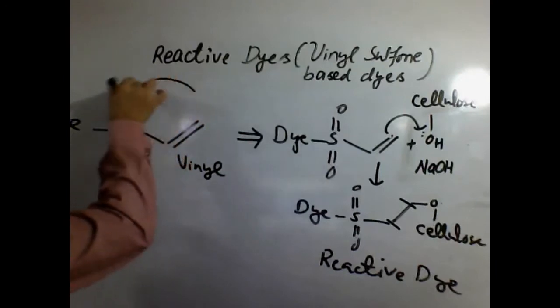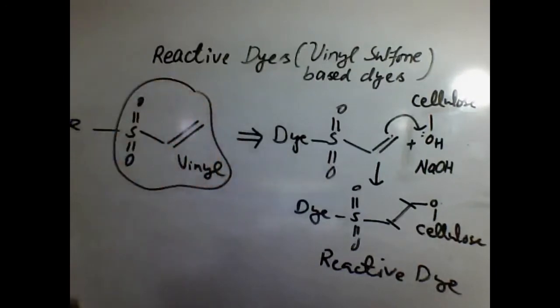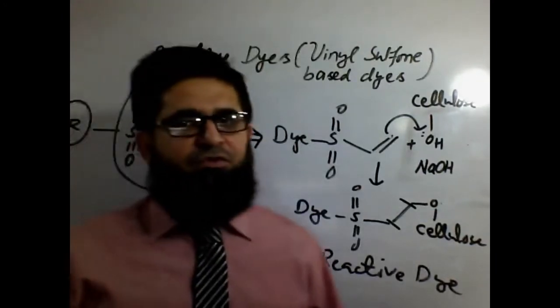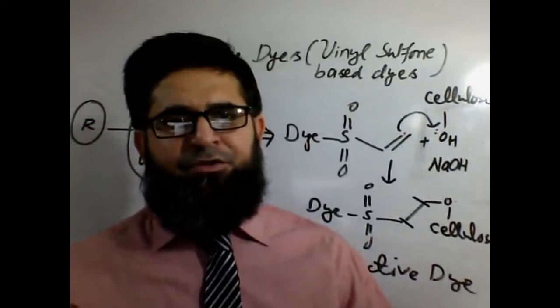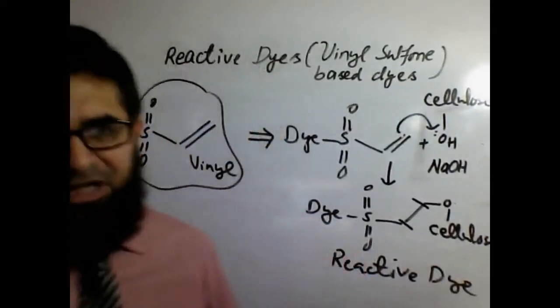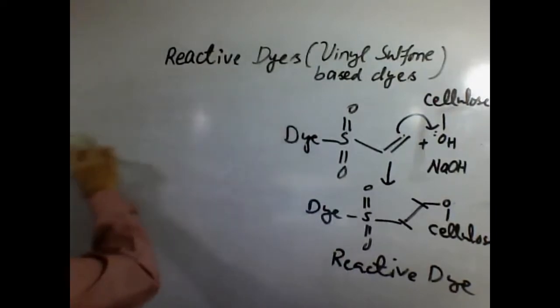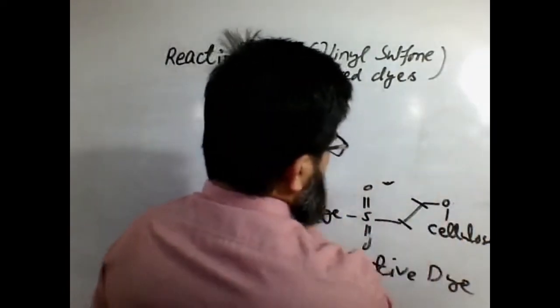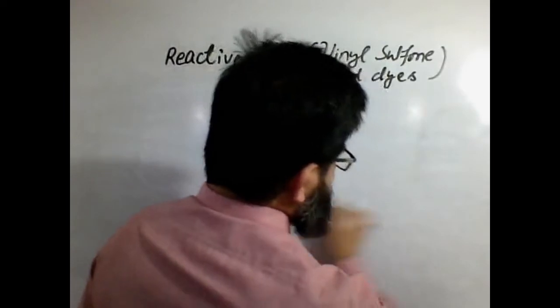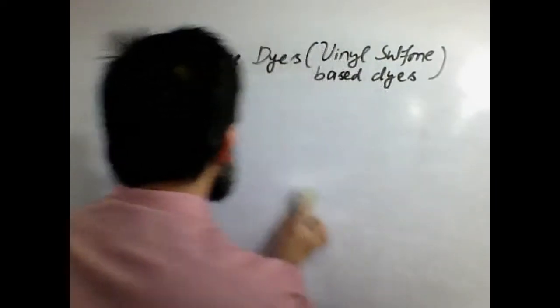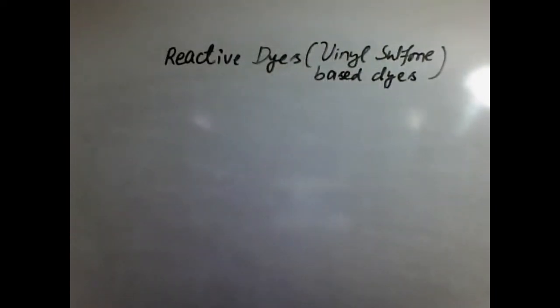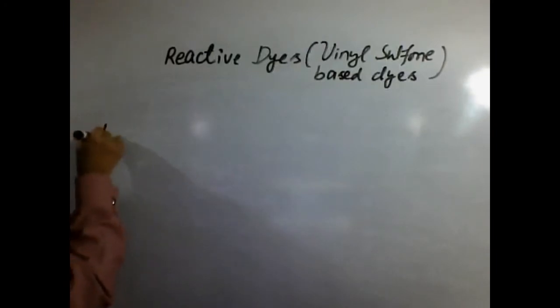How the vinyl sulfones are introduced on the dyes, what the dyes look like, what could be the structure of the dye. That is a vinyl sulfone dye. I can give you a brief overview of the dye. A dye could be of any type, especially the azo dyes. Let's say we have started off from aniline.